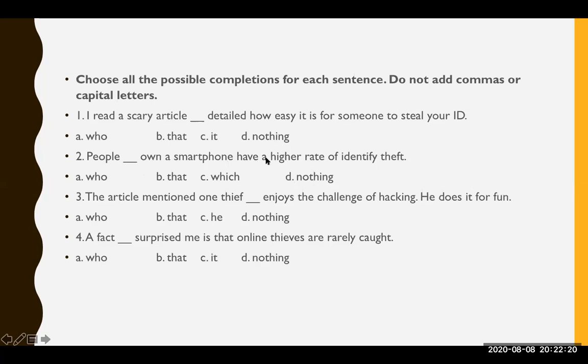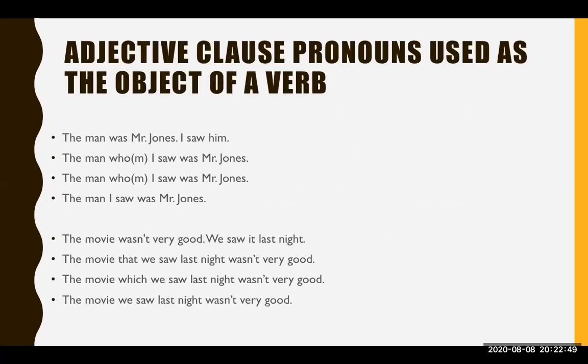People on a smartphone have. No. If it is people on a smartphone and have, possible. So D is wrong. We talk about people. So which is wrong? For people, we use who, and we can replace who with that. So people who own a smartphone have a higher rate of identity theft. People that own a smartphone have a higher rate of identity theft is equally correct. So when we talk about adjective clauses and relative pronouns used as the object of a verb, not the subject.